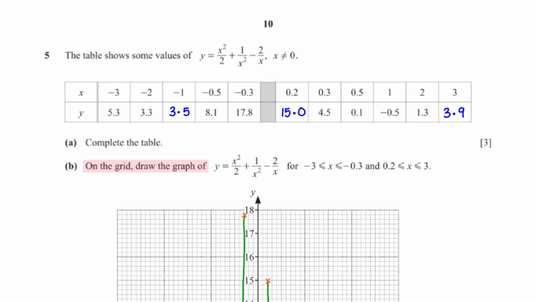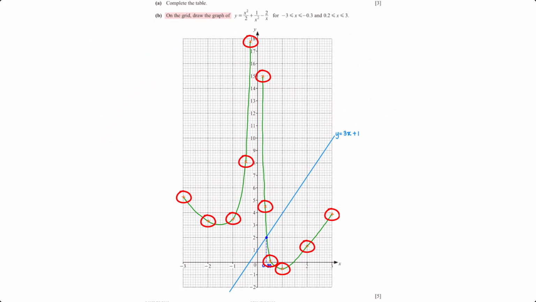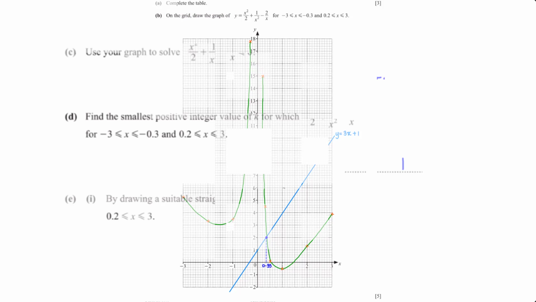On the grid, draw the graph of y equals x squared over 2 plus 1 over x squared minus 2 over x for x is greater than or equal to negative 3 and less than or equal to negative 0.3, and x is greater than or equal to 0.2 and less than or equal to 3. So on the grid, we plot all the points from the table and connect the points with a smooth line.